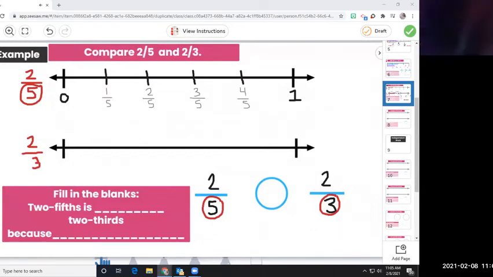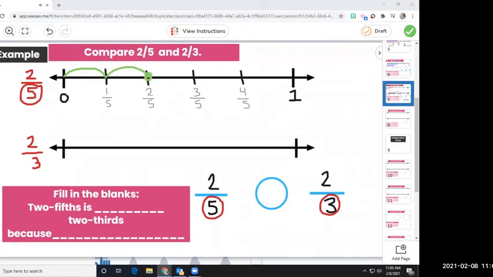Now I have just labeled the tick marks using my unit fractions and counting on: 1/5, 2/5, 3/5, 4/5. Now I can represent 2/5 on the number line. Starting at 0, I'm going to jump one 1/5 and a second 1/5, and I'm going to plot this point right here at 2/5.